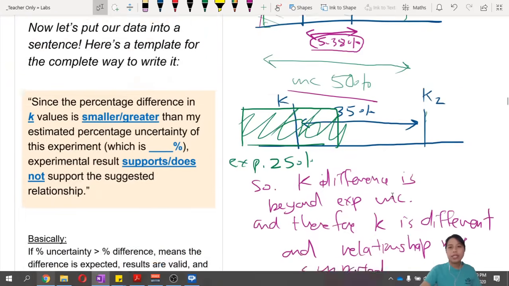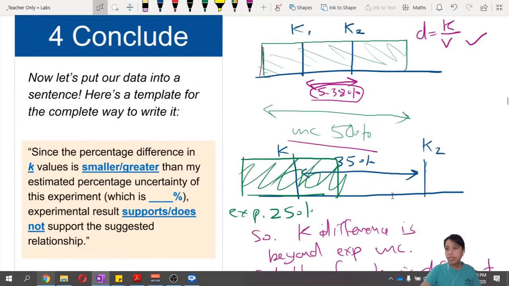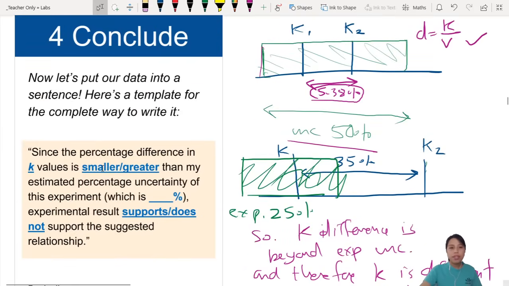So this is a rough idea of what's happening here between the percentage uncertainties. But here is a very, very nice thing that you can memorize to use in every question too. You just use the same thing, but you plug in your values in the blue area. So since the percentage difference in whatever constant you use, you describe the law, is it smaller or greater than your estimated percentage uncertainty, write what it is. Therefore, your experiment result supports or does not support your relationship.